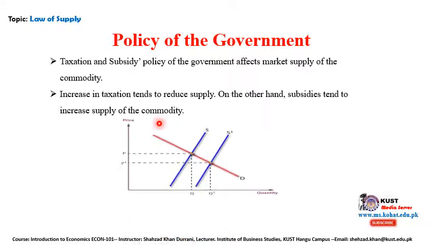So let's see it in the graph. For example, if there is an increase in taxation, what is the effect? It reduces the supply. So the supply is actually reducing. And if subsidies tend to increase the supply of the commodity, it is because more producers are interested in offering the product to the market.